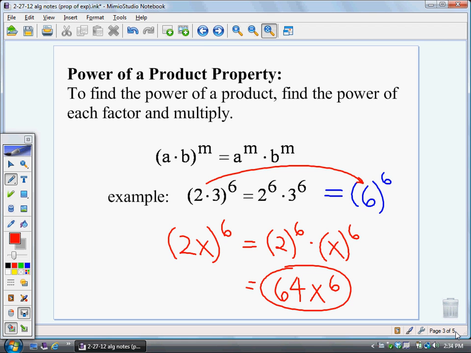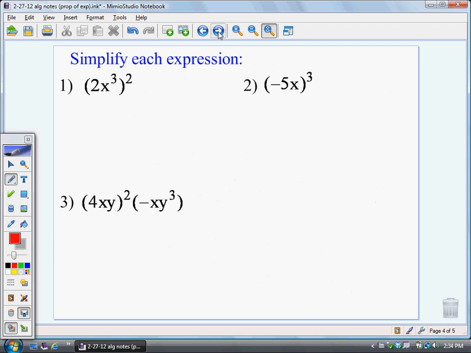Now I've got a few examples on the next page. All right, on this one, we have 2x to the 3rd, squared. So I could write 2x to the 3rd multiplied by 2x to the 3rd. That's what it means to square something. And when I do this, now I can do 2 times 2 times x to the 3rd times x to the 3rd. 2 times 2 is 4. X to the 3rd times x to the 3rd would be x to the 6th.